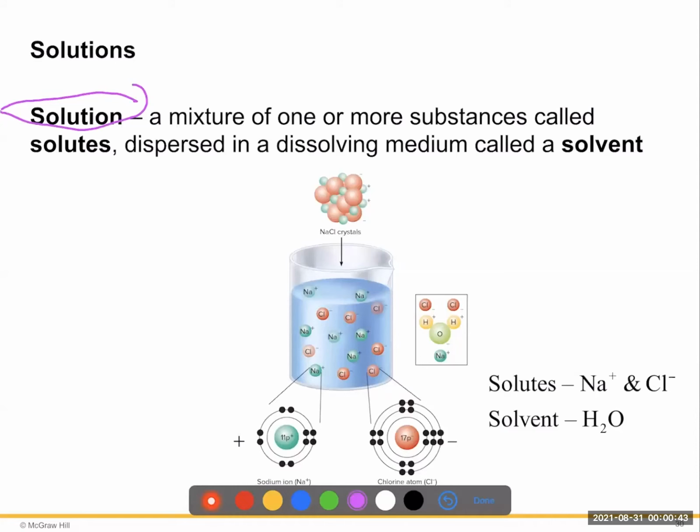A solution, by definition, is a mixture of one or more substances. One of the substances is a solute, and one of the substances is a solvent. Okay, the solutes are the little amounts. The solvent is the big amount.